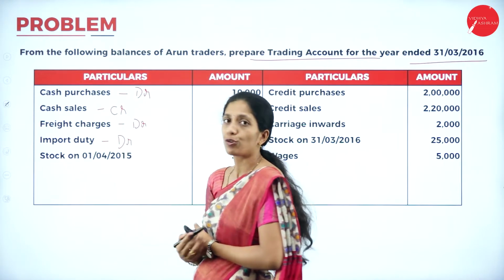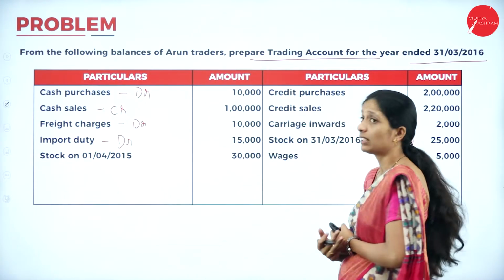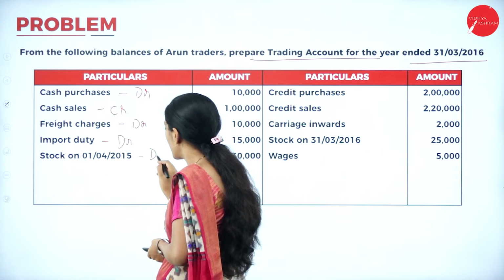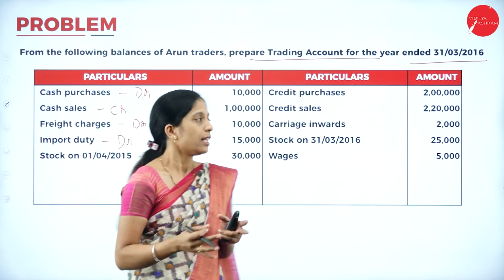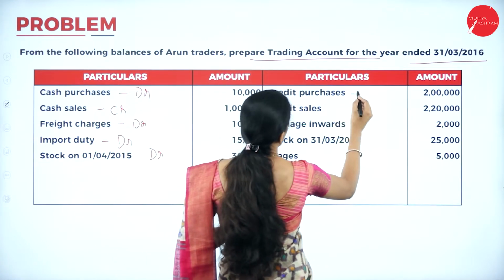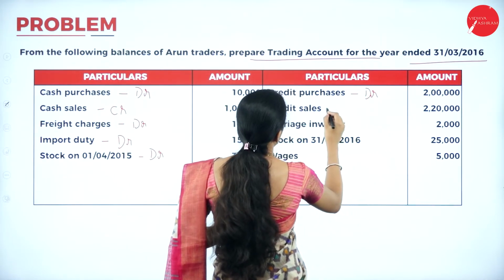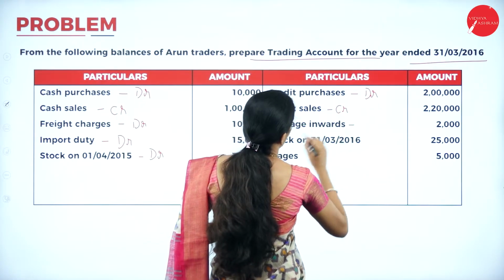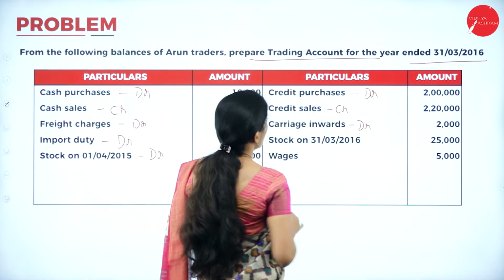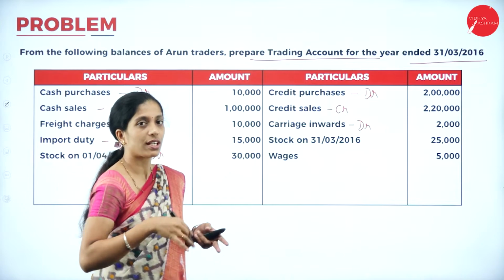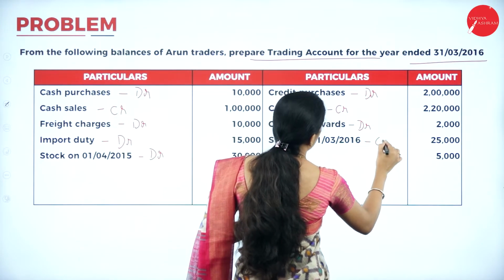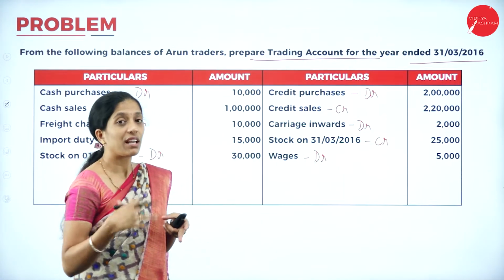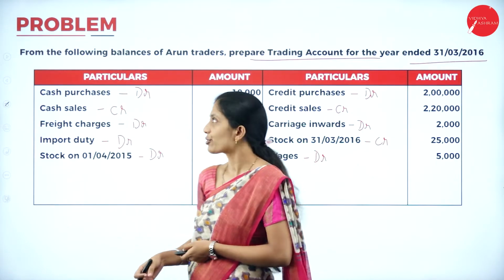Next, stock on 1/4/2015. Now see the date, they have given 31st March 2016. So it means that it is opening stock. So we'll record in the debit side, to opening stock. Now coming to credit purchase, it is also in the debit side. Next, credit sales, that is by sales, we are going to record, that is credit side. Carriage inward, so it is a direct expense, debit side. Stock on 31st March 2016, so it is what? Closing stock. So we'll record in the credit side. Wages, it is a direct expense, debit side. So we have identified where we have to record. So directly we shall go through the solution here.